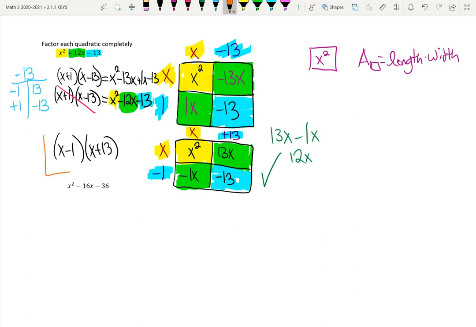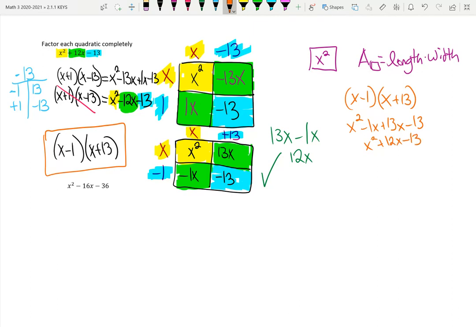This is the final answer. If you want more proof of it, over here, you can distribute it yourself. X times minus 1, x plus 13. It would multiply out to be the same. If you wanted to do it algebraically, it would show you that you would get minus 1x plus 13x minus 13. Notice how this is the same as the area method I showed, multiplying it out. Either one works.